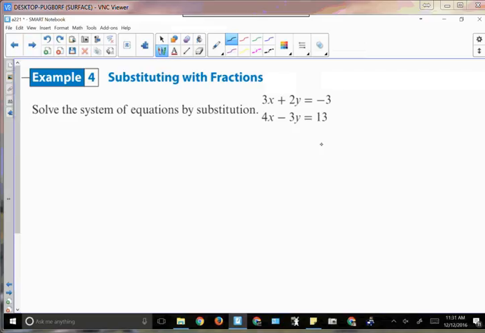So which one should I work with? It absolutely doesn't matter one bit. So I'm just going to take the top equation, which is 3x plus 2y is equal to negative 3. I'm going to pick a variable to solve for. It honestly isn't going to matter a whole lot.